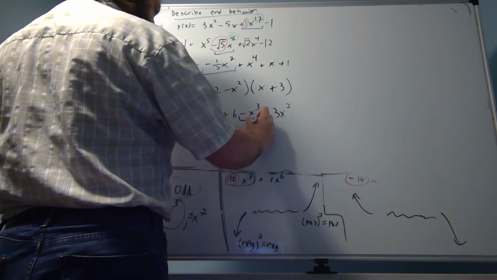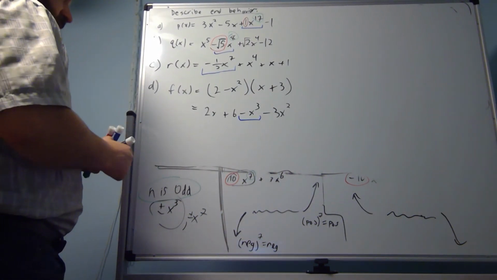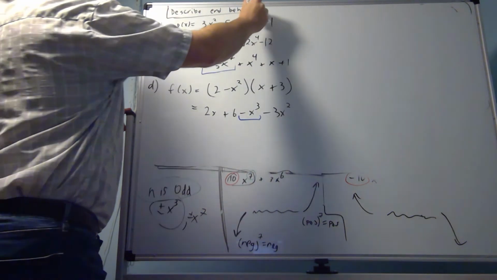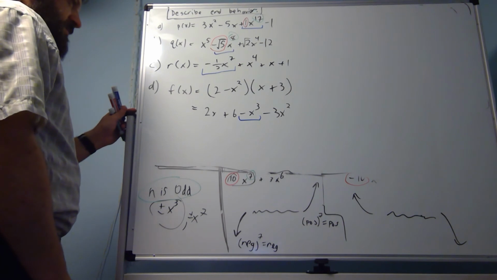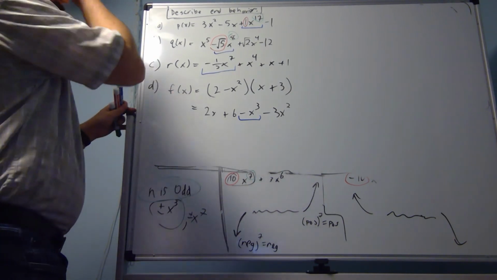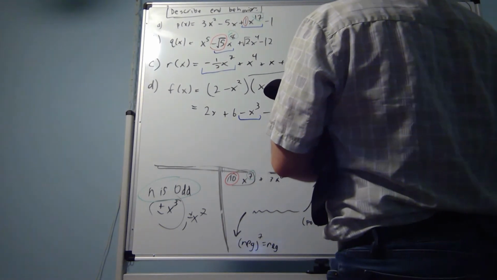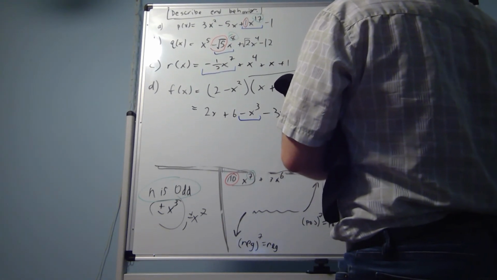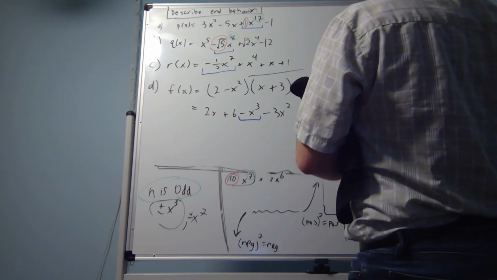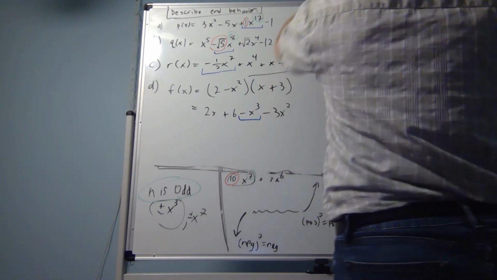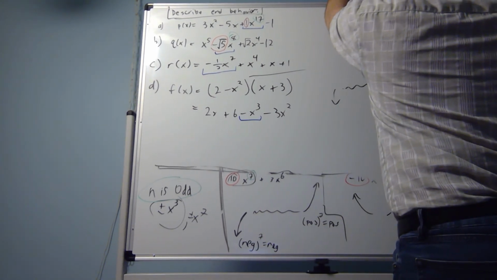But here's what's important. There's our leading term. So I'm asking to find the end behavior. Why did I multiply this out? Because now I know what the leading coefficient is. X cubed behaves like this. But what we don't have is just that. We've got negative 1. Our leading coefficient is negative 1.